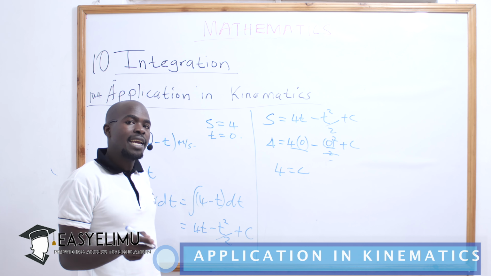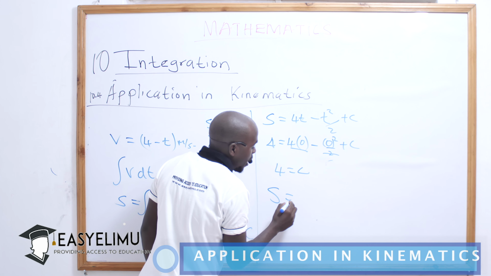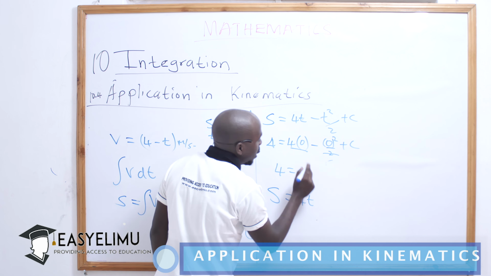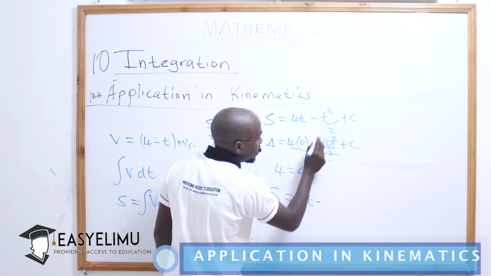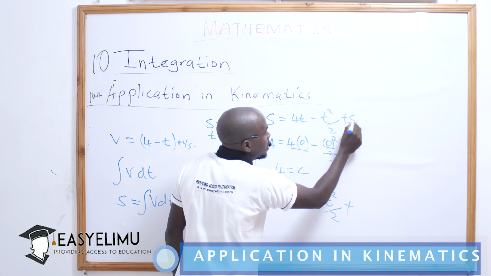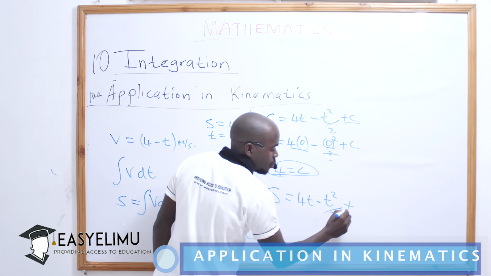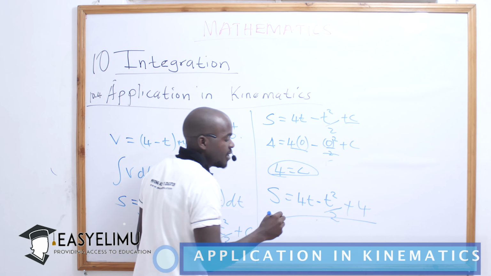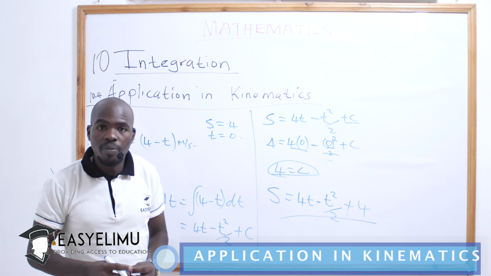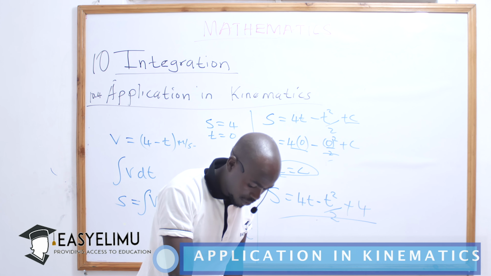So we can rewrite our equation of displacement by saying s is equal to 4t minus t squared over 2 plus c. But we have found the value of c to be 4. So that is the expression representing the displacement of that given equation.